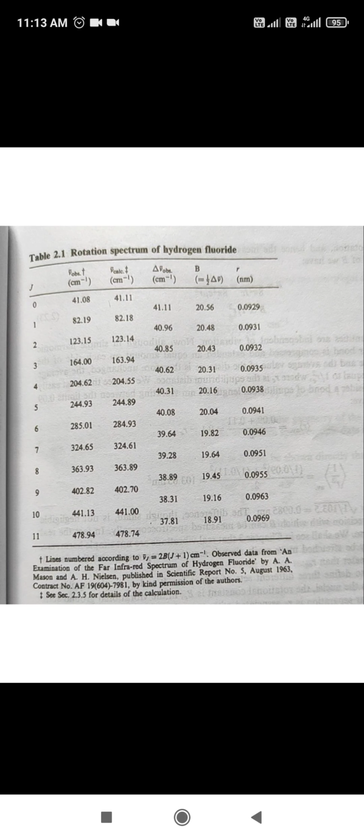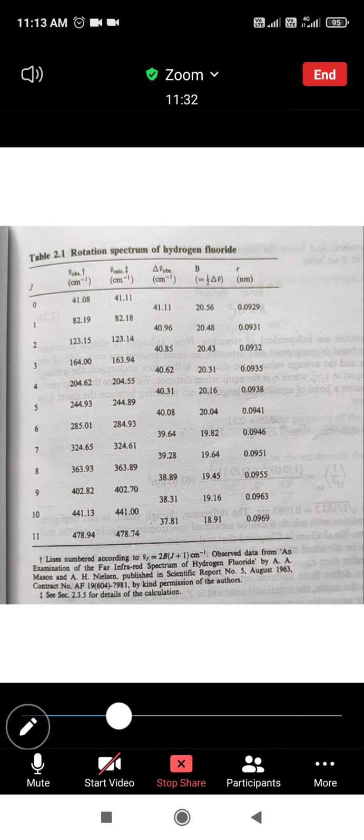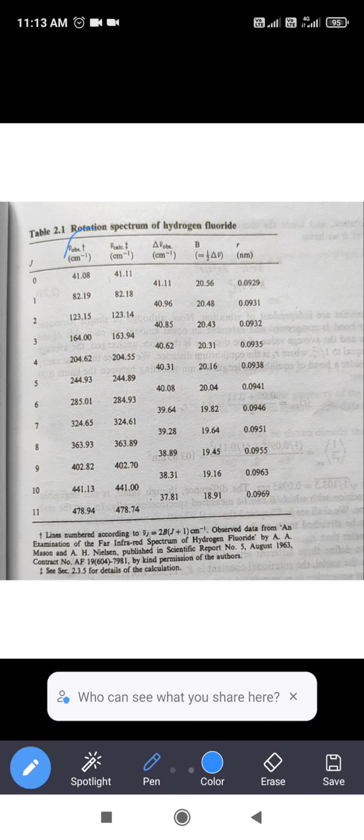You can see this is the absorption of the hydrogen fluoride, HF. Here you can see these are the absorption lines. This is J, the rotational quantum number, and this is also absorption lines. This one is calculated and this is observed.